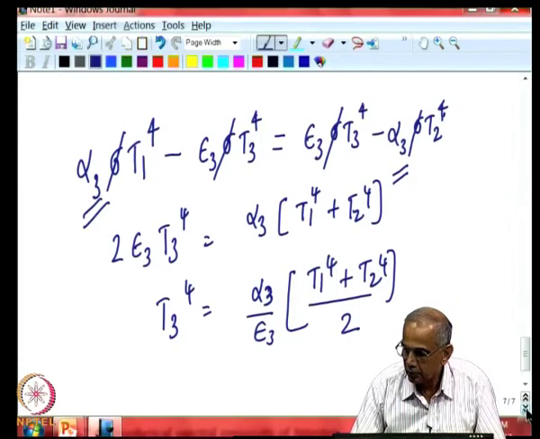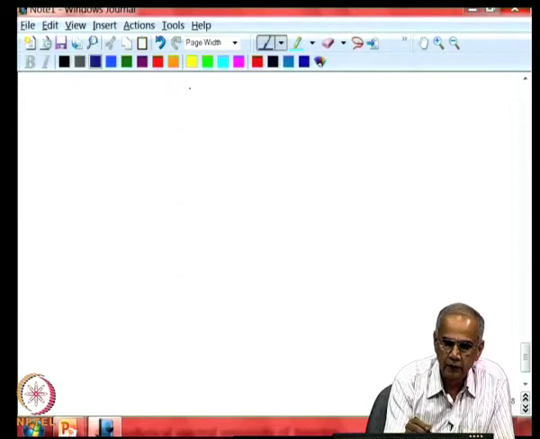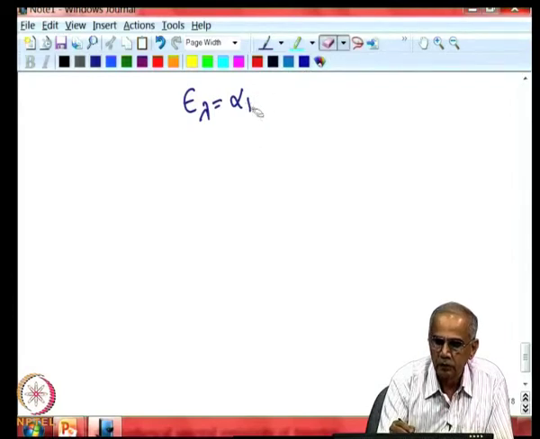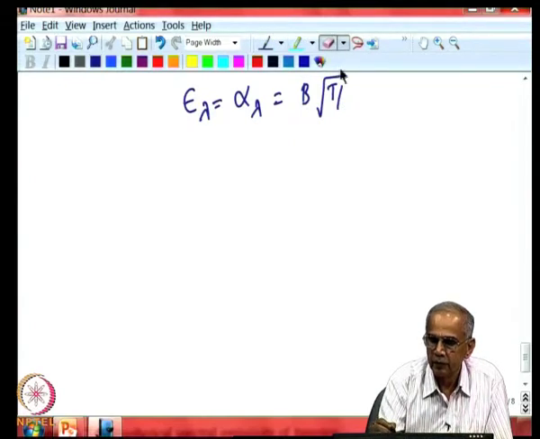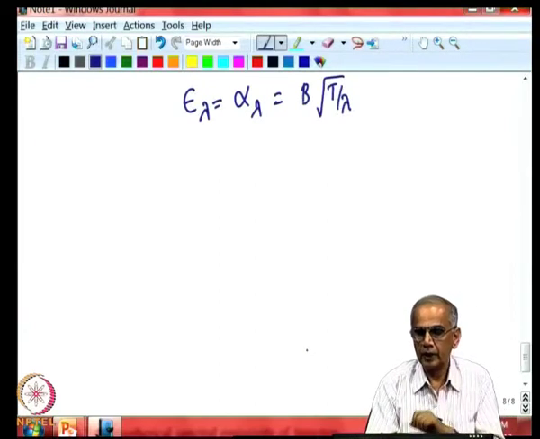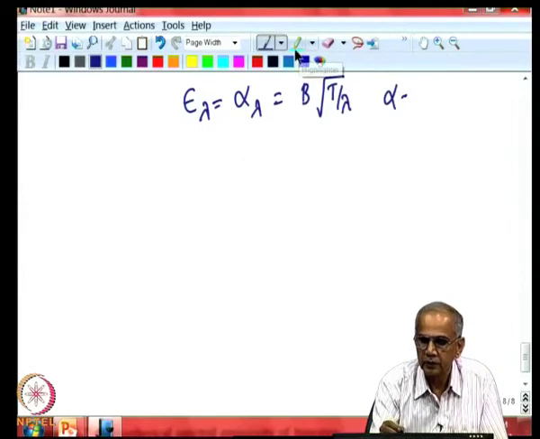To suit our needs, yeah. So, let us now recall that for metals, emissivity equals absorptivity, and goes as B by root of surface by lambda. So, that is what we had already looked at. Okay. So, because of that, we also derived this earlier, that alpha goes as an epsilon. First, let us look at epsilon.